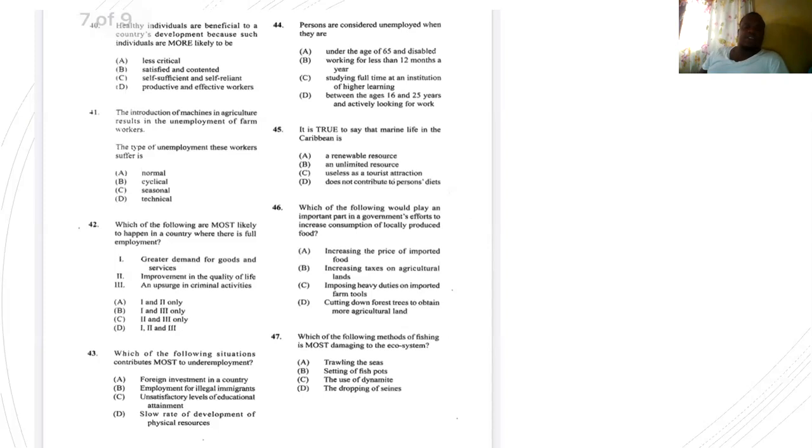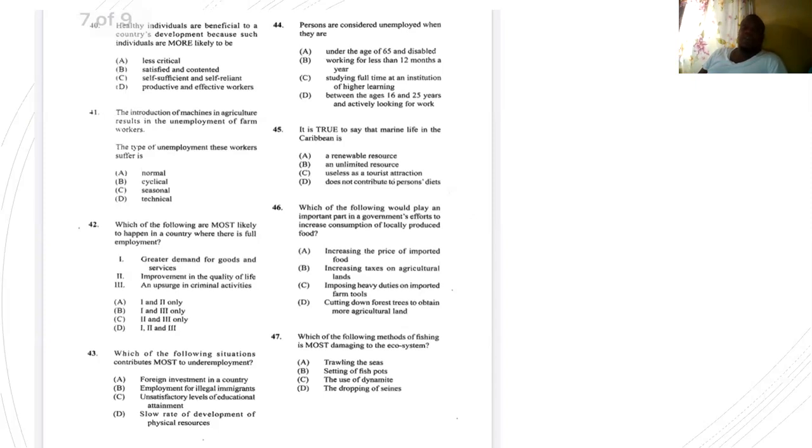43. Which of the following situations contributes most to underemployment? Remember that underemployment is working in a job that you are more qualified for. For example, a person has a degree in teaching or in education and is working as a gas pump attendant at a gas station. That's an example of underemployment, working in a job that you are more qualified for. So which of the following situations contributes most to underemployment? A, foreign investment in a country. B, employment for illegal immigrants. C, unsatisfactory levels of educational attainment. Or D, slow rate of development of physical resources.